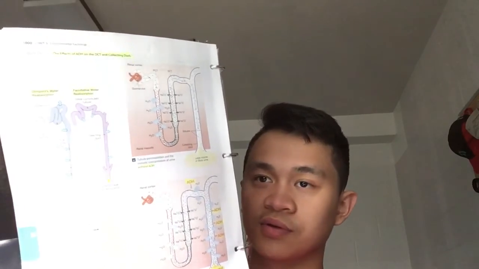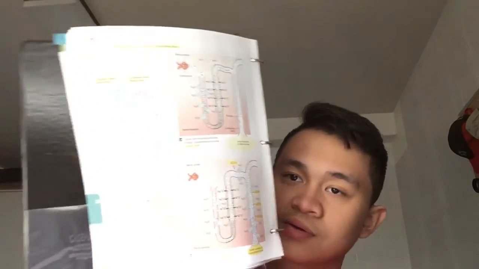Next figure, figure 26-15, another view of the loops. You can see a bit of the hormones also in this process, a bit more. Yeah, ADH, antidiuretic hormone.